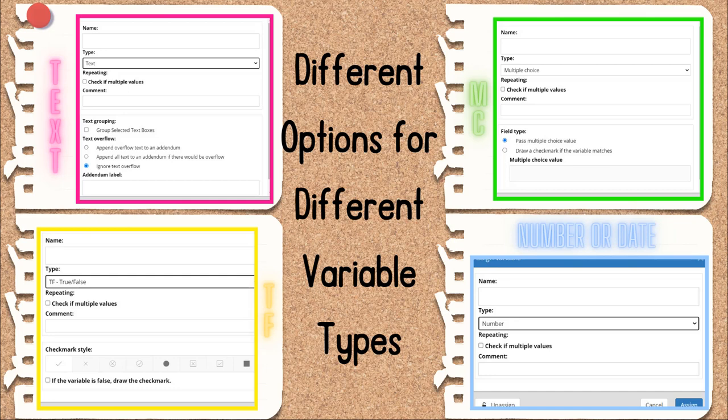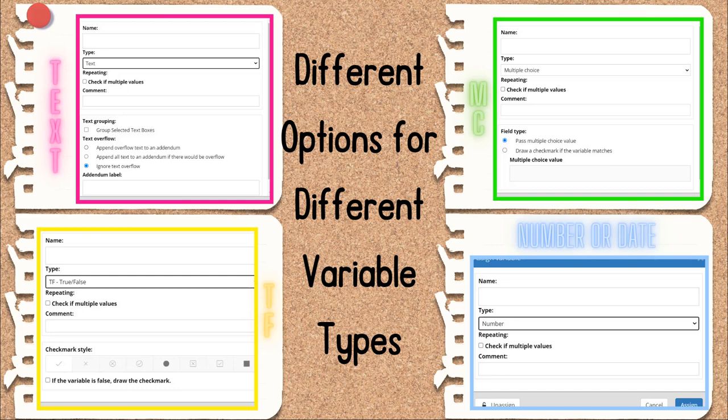The next variable type in the drop-down list is true-false, shown here with the yellow surround. The options with this variable allow you to pick different checkmark styles based on your form's needs. So you can have A2J Author mark a check, an X, a circled check, a filled-in circle, a box around an X, a boxed check, or a filled-in box.